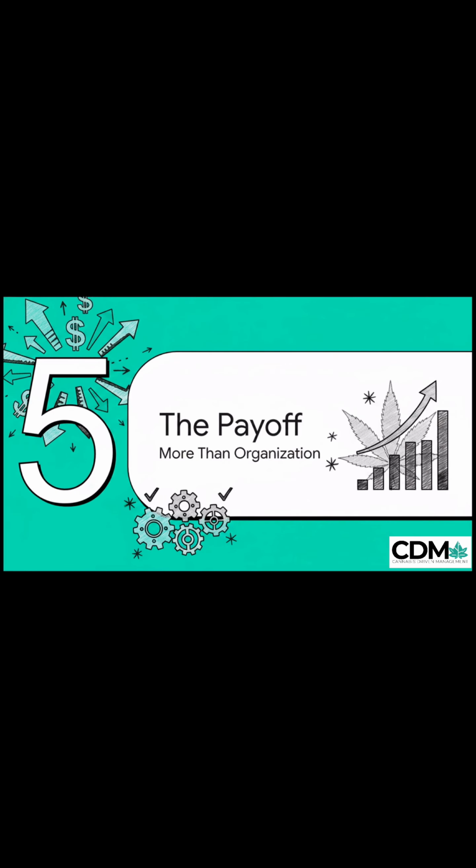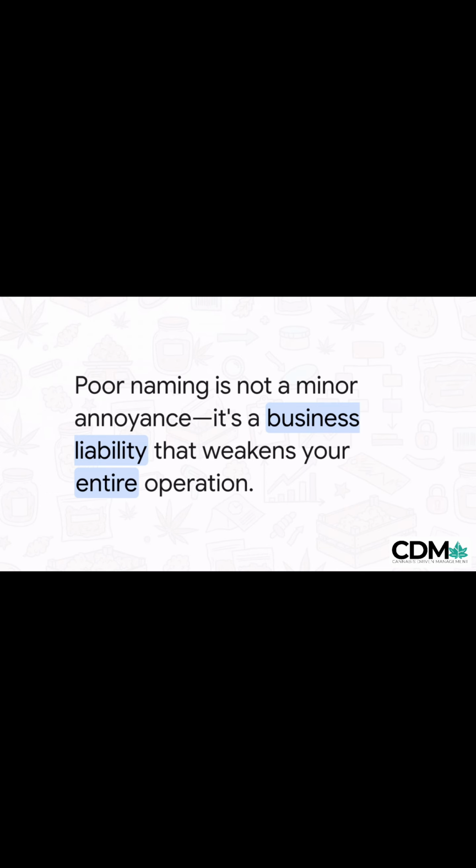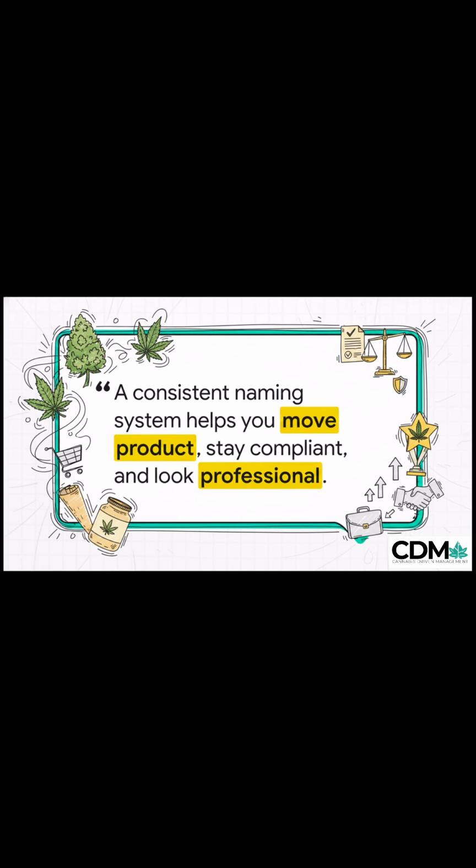So let's bring it all home. What's the ultimate payoff here? Because implementing a system like this is about so much more than just being organized. It's really about professionalizing your entire operation. So if you remember one thing from this, make it this. Poor naming isn't some small problem you can ignore. It is a significant business liability. It creates friction for your customers, it introduces errors into your inventory, and it weakens your brand recognition across the board. And I want to end on this idea, which I think is just so powerful. A consistent naming system doesn't just help you stay organized, it helps you move product, stay compliant, and look professional while you're doing it. And in this industry, that goes a long, long way.